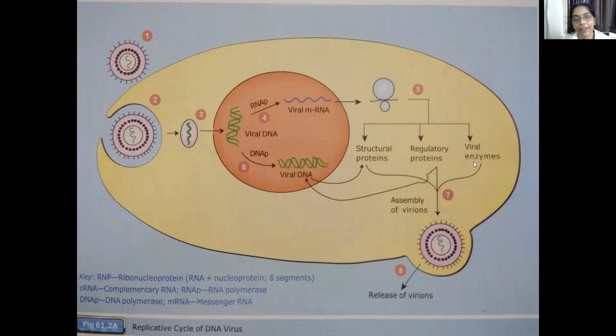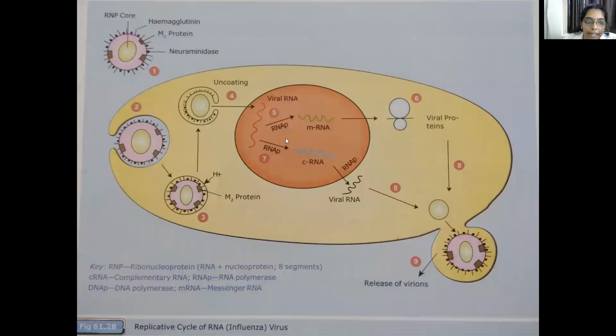Now let us see the replicative cycle of an RNA virus, which is almost similar to the DNA virus, but there are minor differences. The first and second steps are the same. They attach to the surface proteins and are engulfed by endocytosis. Here in the RNA virus, there is a specific protein called the M2 protein. In the third step, the M2 protein of the RNA virus allows the influx of H+ ions into the virus. What do these H+ ions cause? They cause segmentation of the ribonucleoprotein.